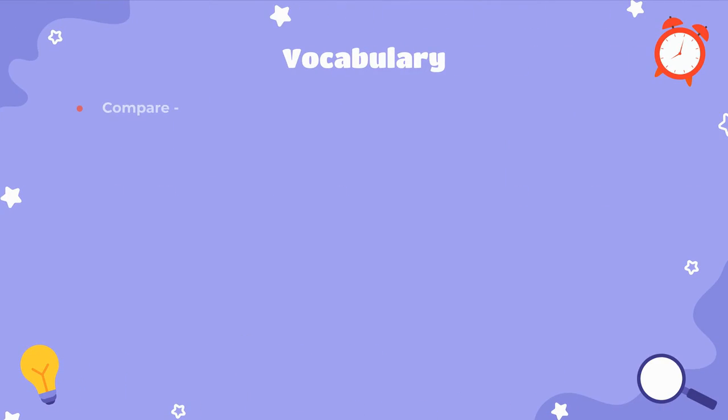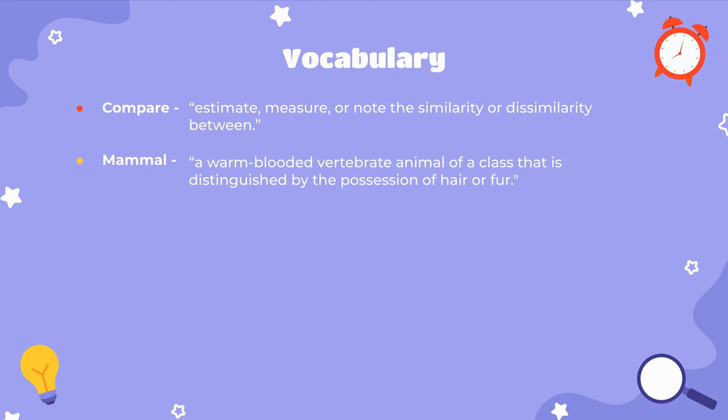Vocabulary. Compare and mammal. Compare means estimate, measure, or note the similarity or dissimilarity between. Mammal means a warm-blooded vertebrate animal of a class that is distinguished by the possession of hair or fur.